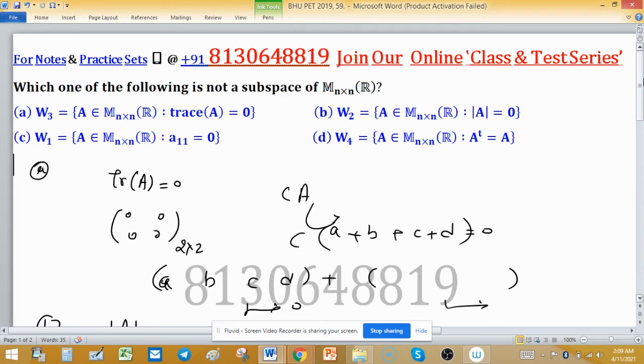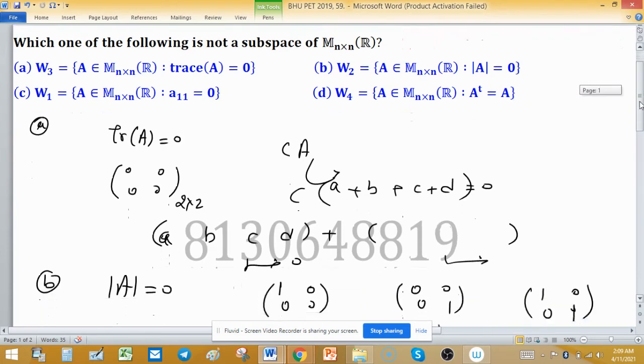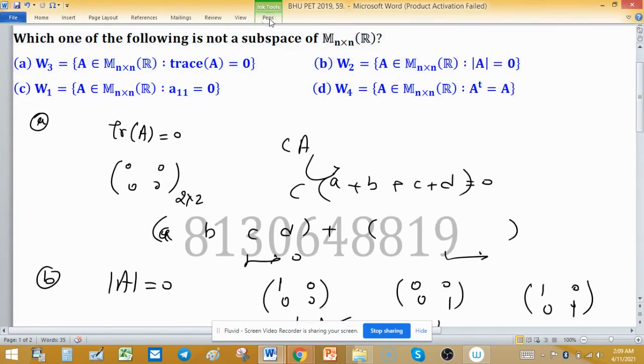Now let's see options C and D. If any element is in W1, then the first element, the A11 entry, is 0. Then in the 0 matrix the first element is also 0, on the principal diagonal. In the sum also, so W1 is also a subspace. Now W4, which means option D.